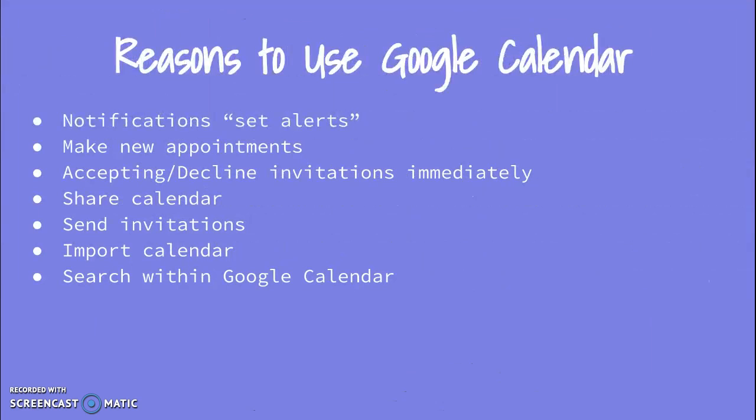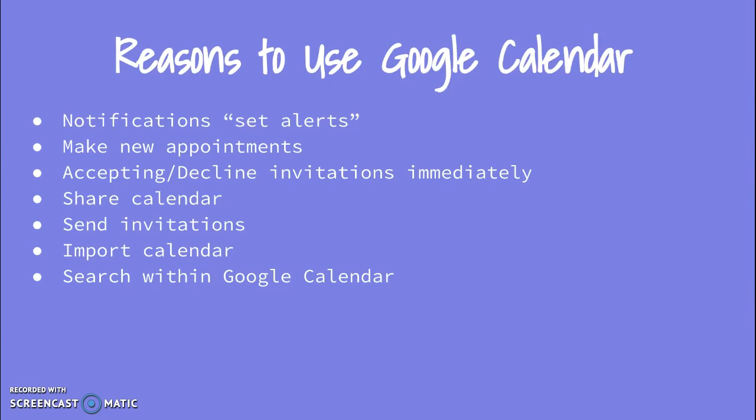First, I'd like to share with you 7 reasons to use the Google Calendar. Notifications can be set as alerts using the Google Calendar. These can be set as pop-up messages on your desktop, email, or text messages on your mobile device. Multiple reminders can be set, or customize how long before the event the reminder should be used.